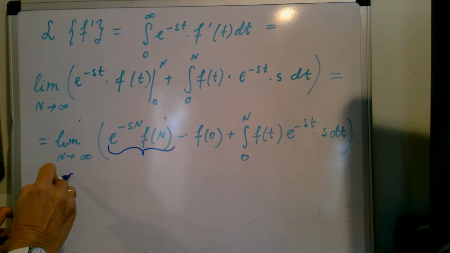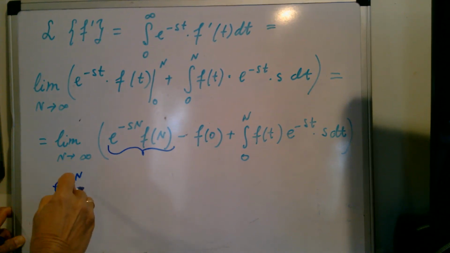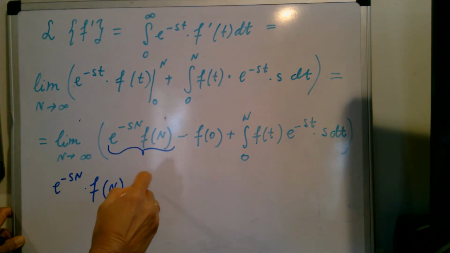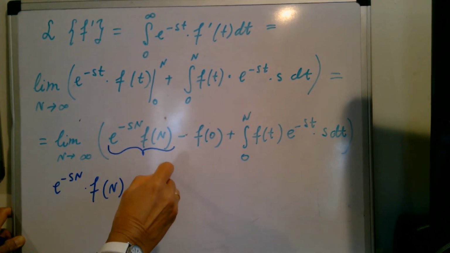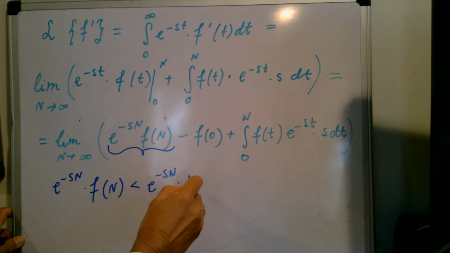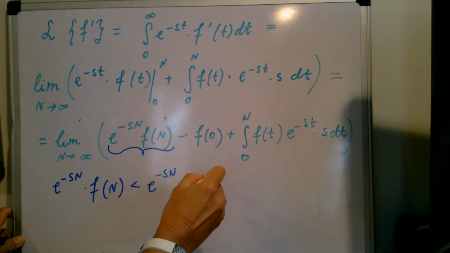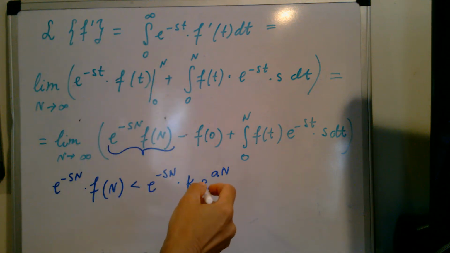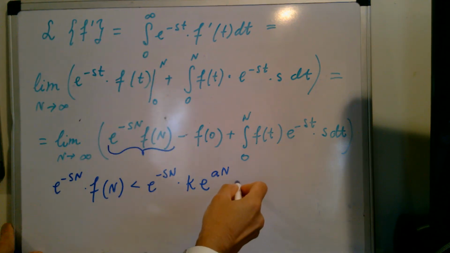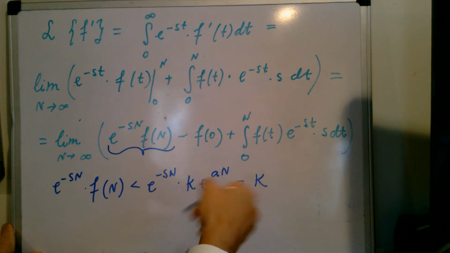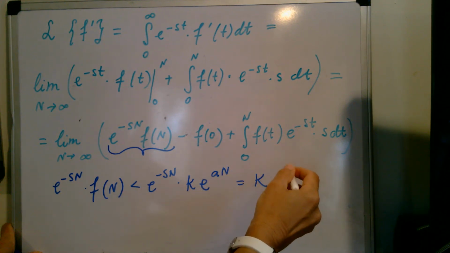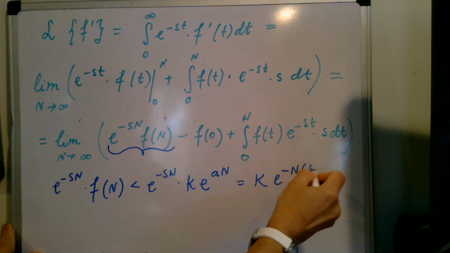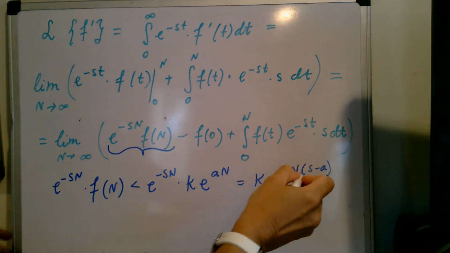E to the power of negative sn multiplied by f of n is less than e to the power of negative sn by k e to the power of an. I'm using the inequality which I said before, but it's already erased from the board, right? And then I'm going to write down that's k, this expression, e to the power of minus n times s minus a, right?